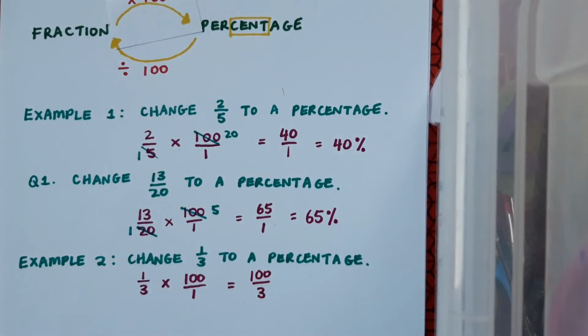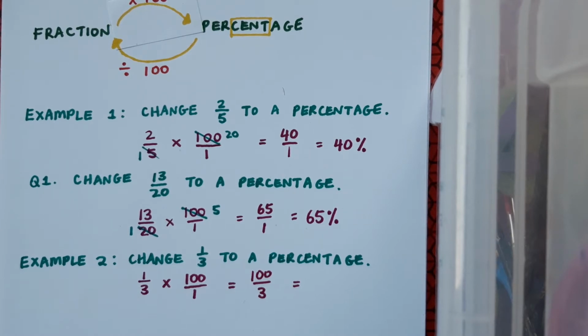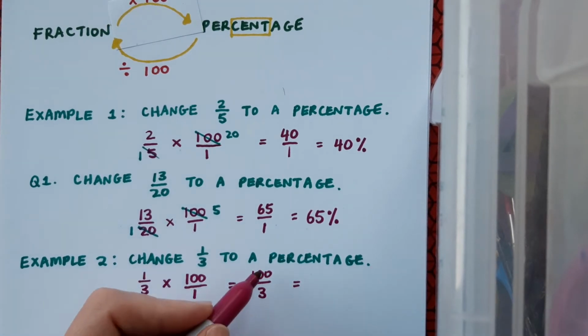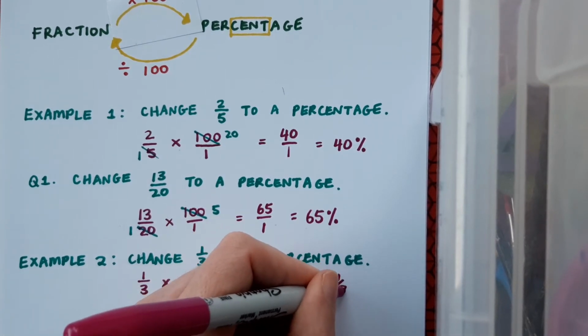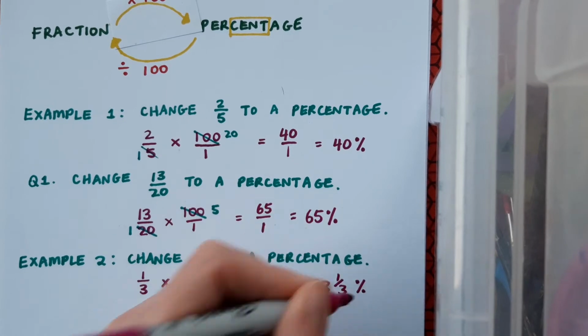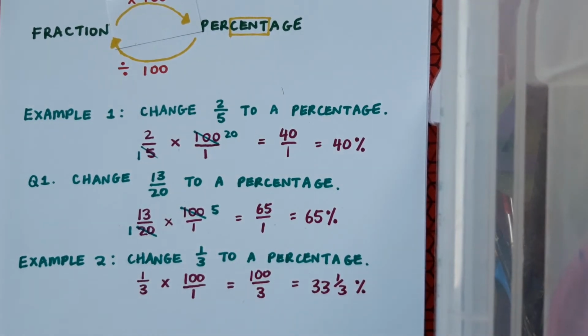But I don't like to leave my percentages as improper fractions. If they turn out like this, I want to write them as mixed numbers. So take a moment there to see, can you change 100 over 3 into a mixed number? Okay, so 3 into 100 goes 33 times, and there's 1 left over. So my answer is going to be 33 and 1/3%.